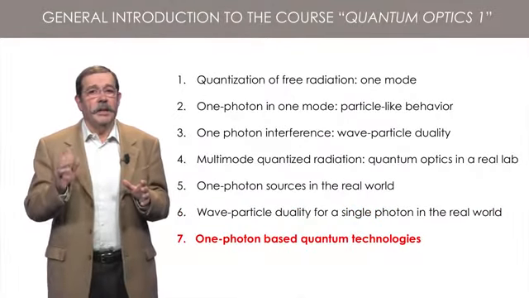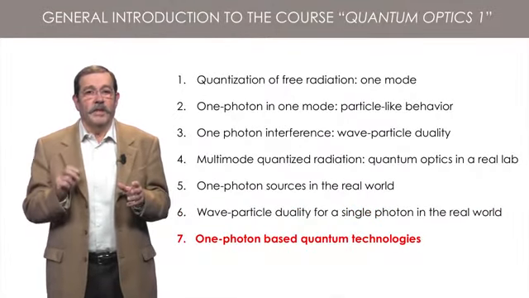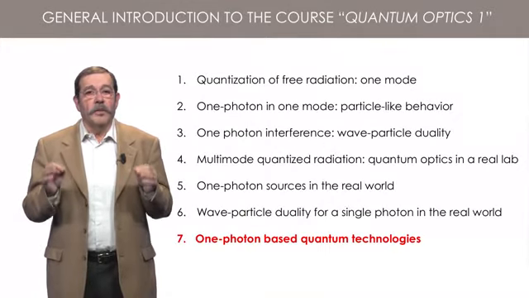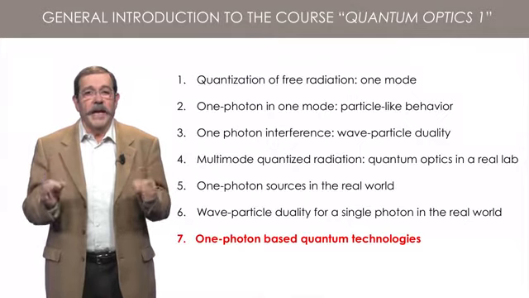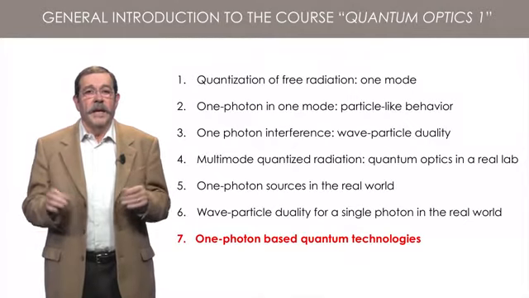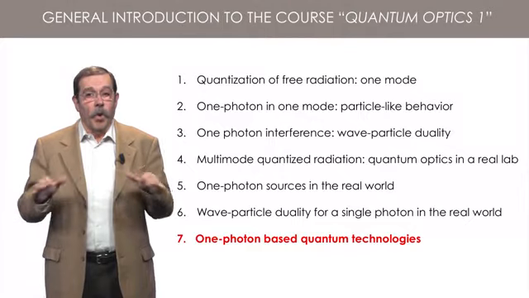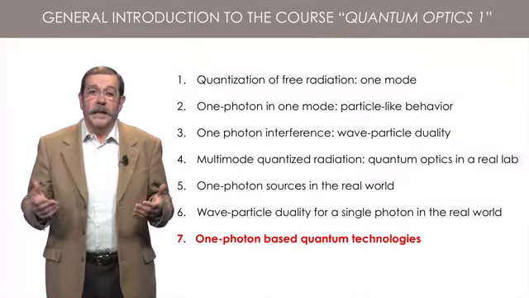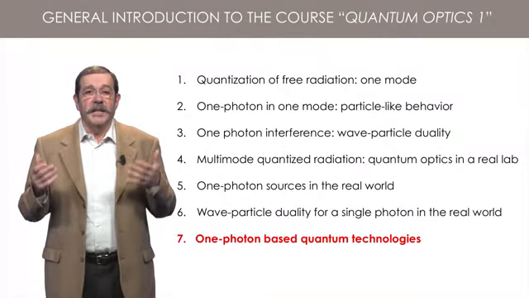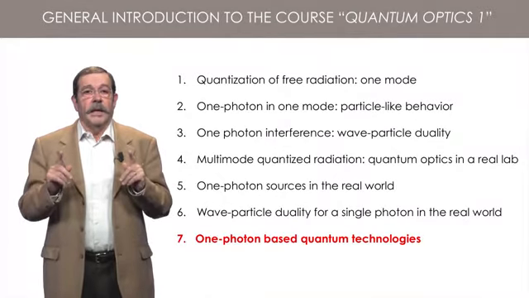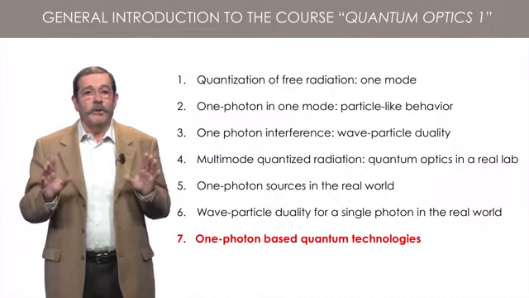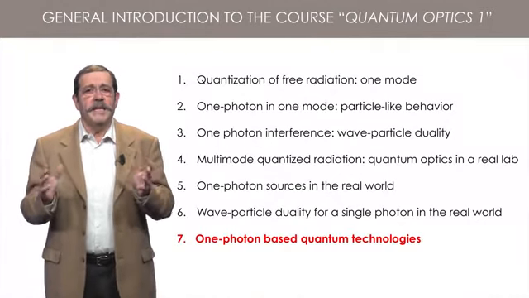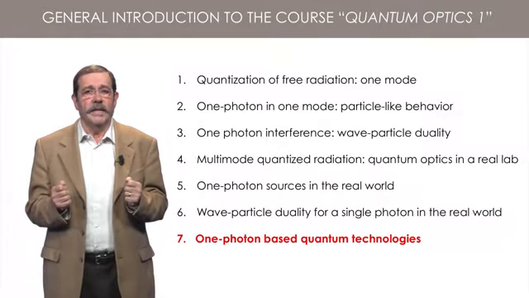In lesson 7, you will discover two quantum technologies based on one-photon wave packets: quantum random number generators and quantum cryptography. It will then be time to pause and digest all that matter before embarking in our second course, which is in preparation. In each lesson, you will have several quizzes, usually quite simple, useful to help you assimilate the main notions of the lesson.